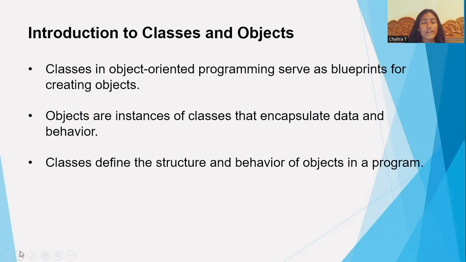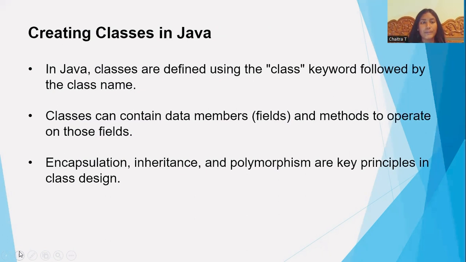Let us see the introduction to classes and objects. Classes in object-oriented programming serve as blueprints for creating objects. Objects are instances of classes that encapsulate data and behavior. Classes define the structure and behavior of objects in a program.